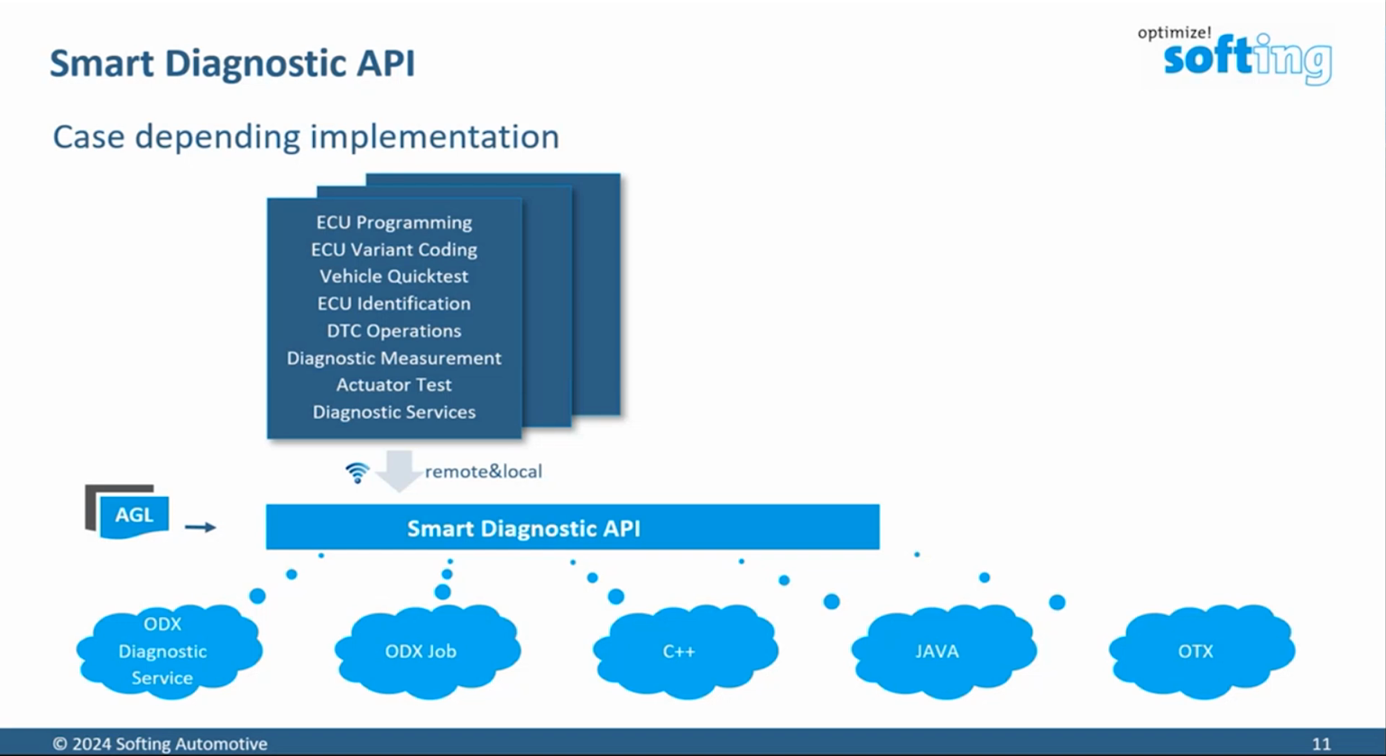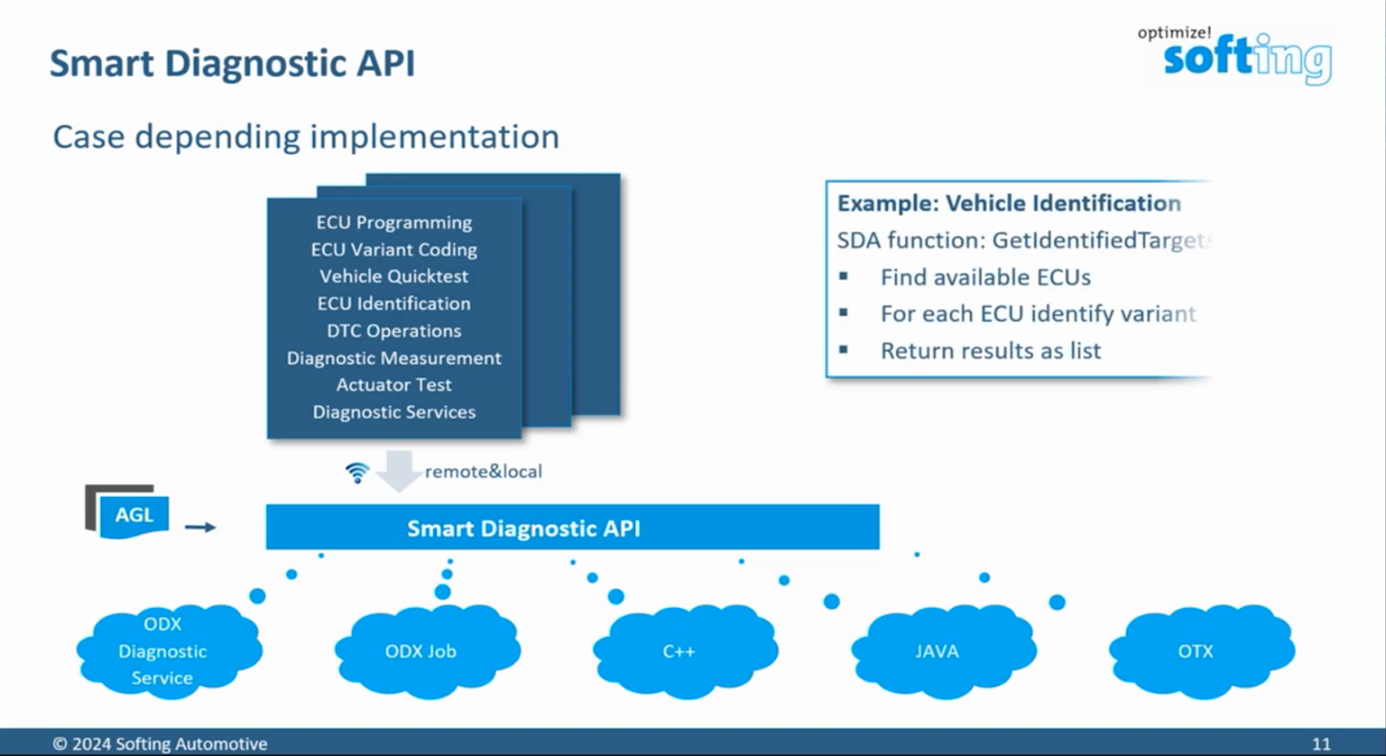But how does the SDA achieve this abstraction or increase the ease of use? For instance, ease of use is increased by solving standard diagnostic tasks, like retrieving all available ECUs and identifying them automatically, something you always need to do in the beginning when you want to talk to a car. In this example, we have the SDA function, get identified targets. It will find all available ECUs. It will identify each variant, and it will return results as a list.